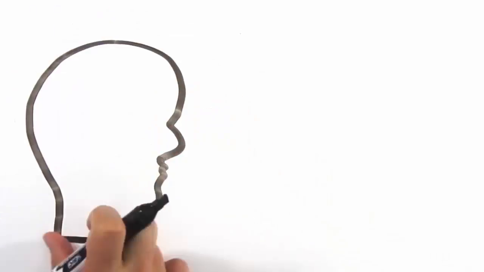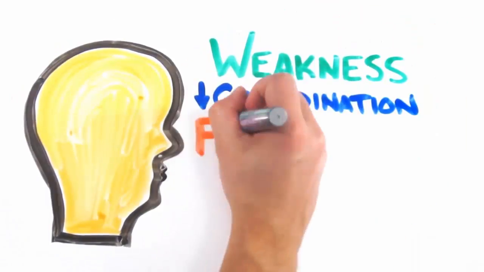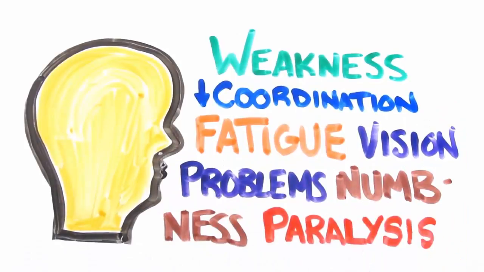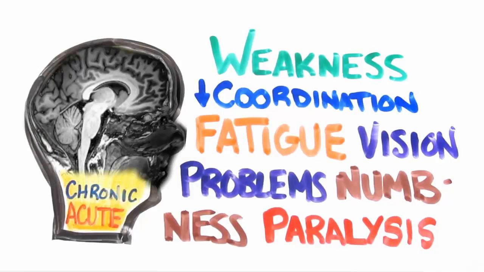Because of the varying locations and nature of demyelination, the symptoms of MS are incredibly diverse. They can range from muscle weakness to decreased coordination, fatigue, vision problems, numbness, or even paralysis, though an MRI scan of the brain to look for lesions or scarring is integral to diagnosis. For some, the symptoms come as acute episodes, while others experience more chronic and permanent symptoms which worsen over time.